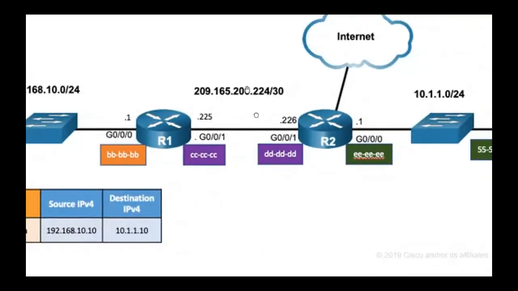But then you notice that there's another network. So remember what I said, routers separate networks or segment networks. Every interface of a router is a different network. This is one network, this is another network, and this is another network.